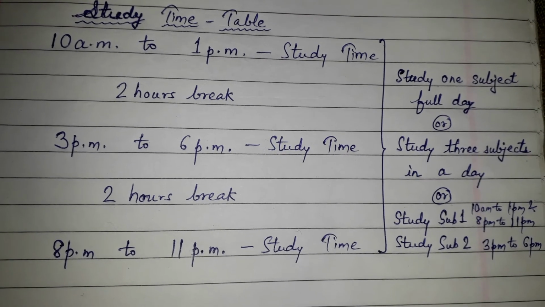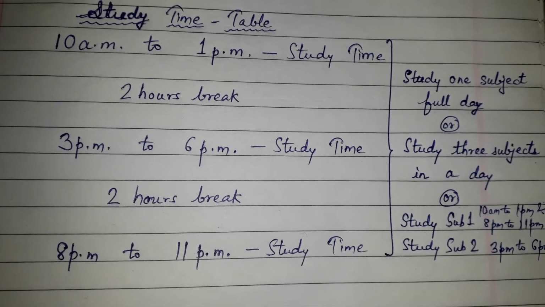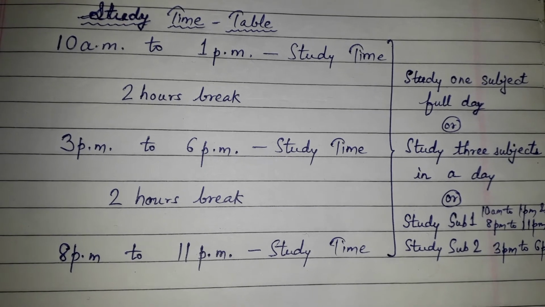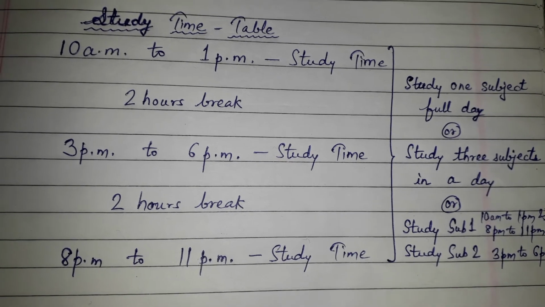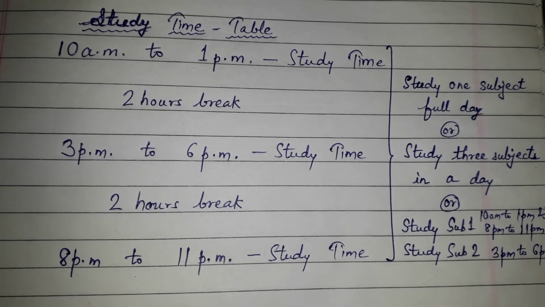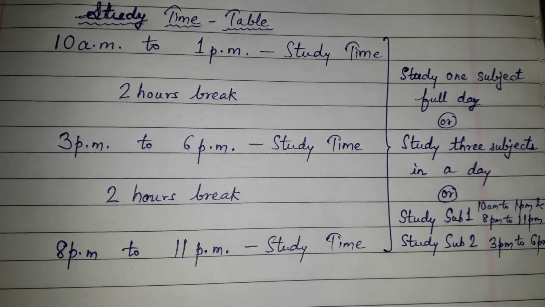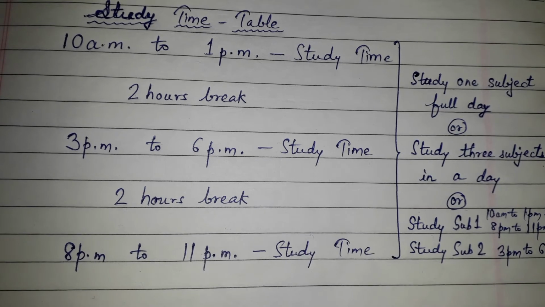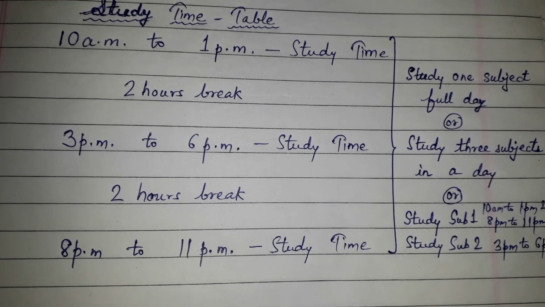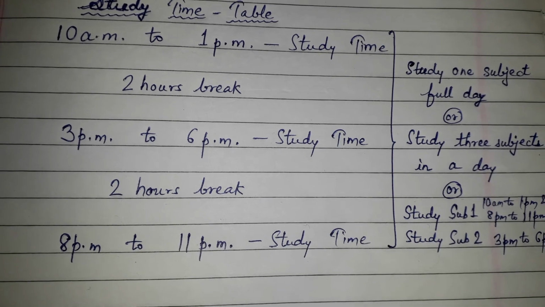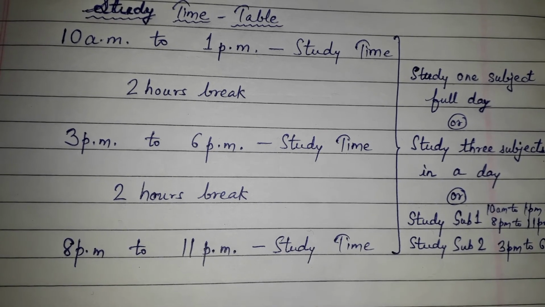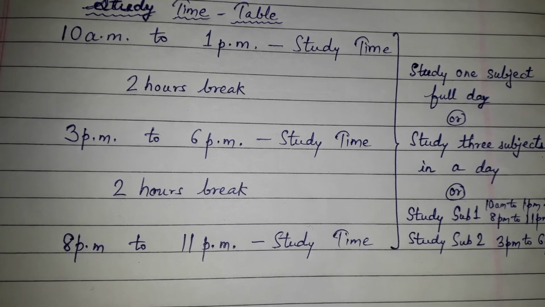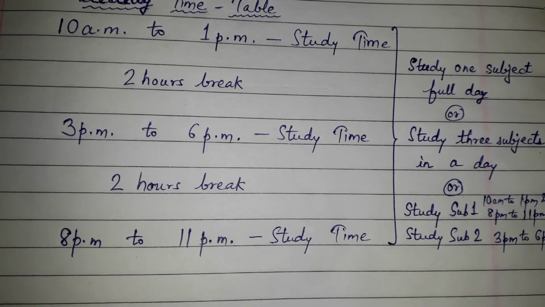Or you can study 2 subjects. If the subject is time consuming and also requires some numericals to be solved, then the 10 a.m. to 1 p.m. slot you can utilize for that particular subject which has too much theory or numericals. Then from 3 p.m. to 6 p.m. you can use that session for studying another subject which has less theory, less numericals, or no numericals. And then again from 8 p.m. to 11 p.m. slot you can study the first subject again.